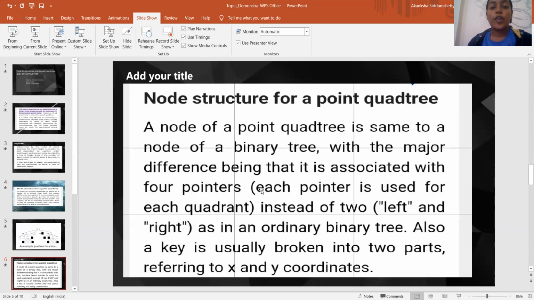Node structure for a point quadtree. A node of a point quadtree is similar to a node of a binary tree, with the major difference being that it is associated with four pointers. Each pointer is used for each quadrant instead of left and right, as in an ordinary binary tree. Also, a key is usually broken into two parts.